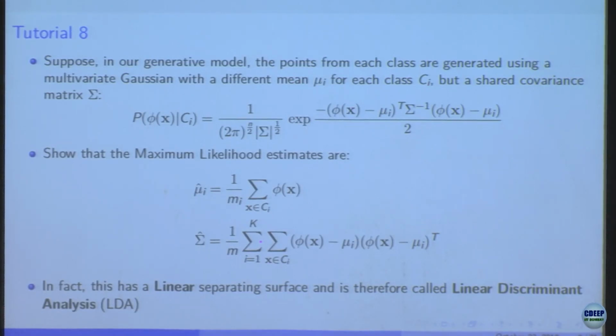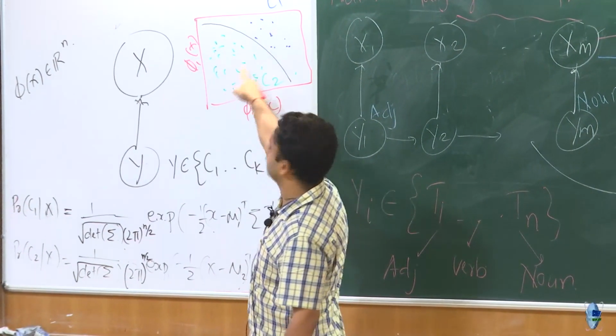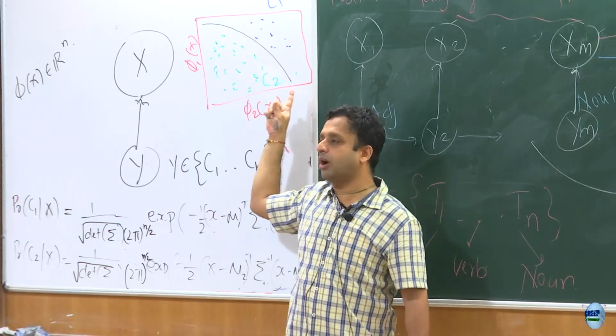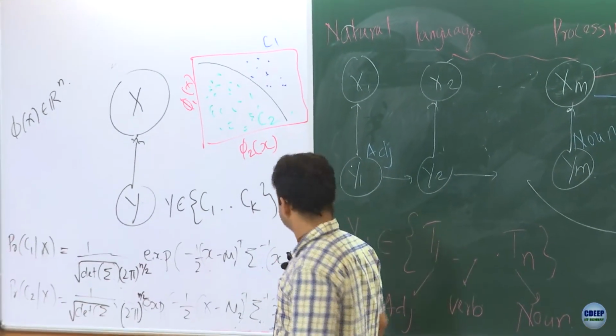And in tutorial 8, I have said, well, what happens if shared covariance is used? Suppose you have a shared covariance matrix sigma, what will happen? In this case, these two sigmas were different, sigma 1, sigma 2. Suppose I make them both sigma, okay. Will this separating surface be quadratic or linear? We will have a linear separator, this will become linear.